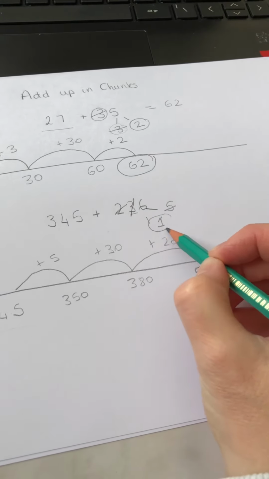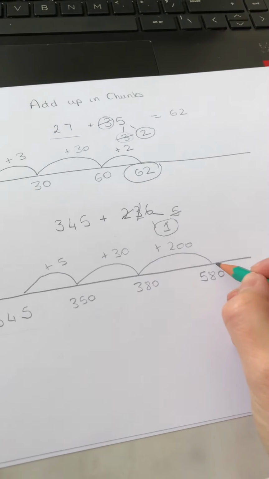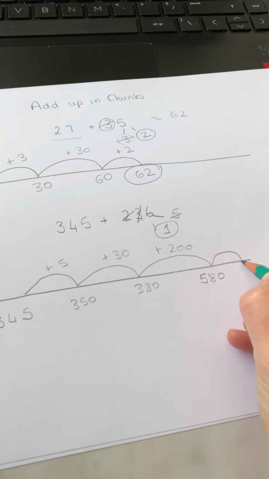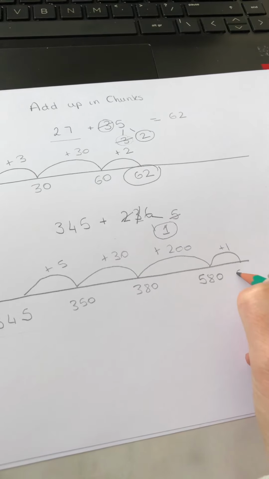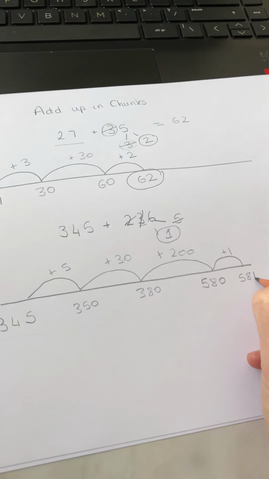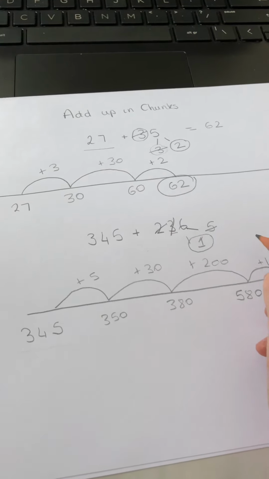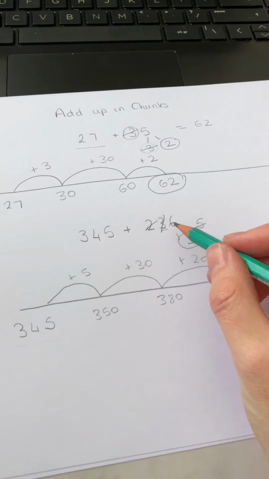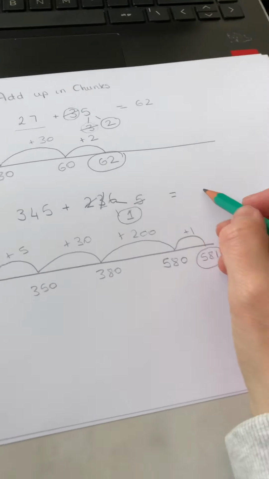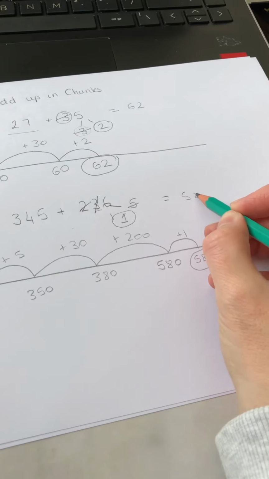Then the last thing we need to add on is this wee 1 that we had left from the 6. So a wee jump of 1 is going to take us to 581, which is our answer. Okay, so 345 plus 236 equals 581.